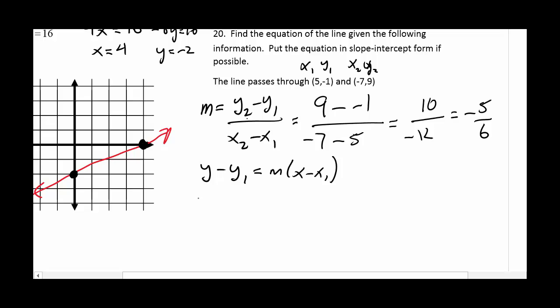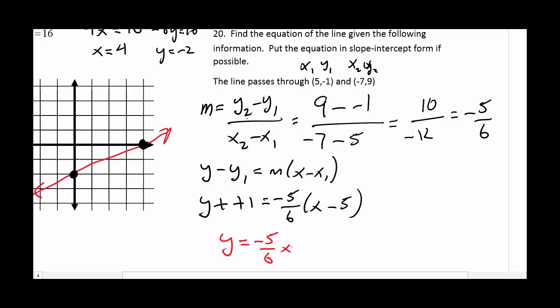So again, I'm just going to pick a point, and since I've already got it set up for y1 and x1, I'll just use that 5, negative 1. So it's y minus a negative 1 equals negative 5/6, x minus 5. Well, obviously that's plus 1. And let's bring that over. So let's actually distribute.